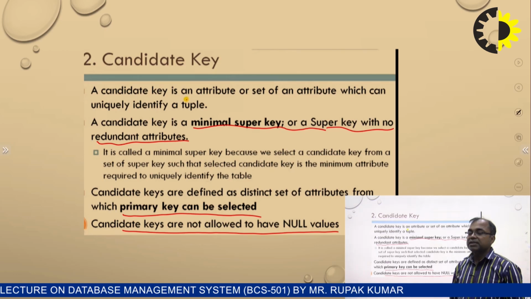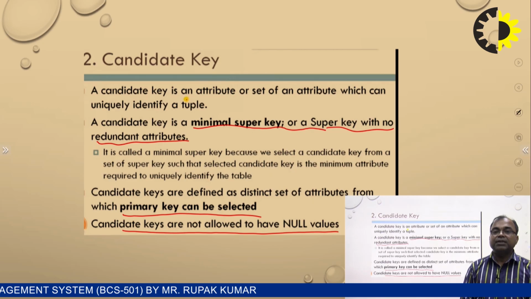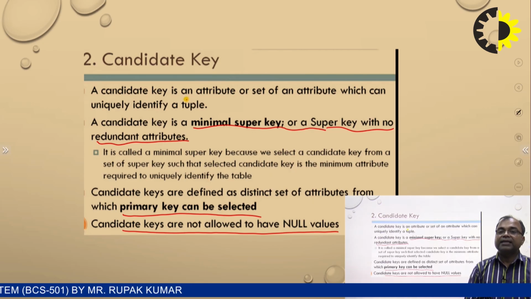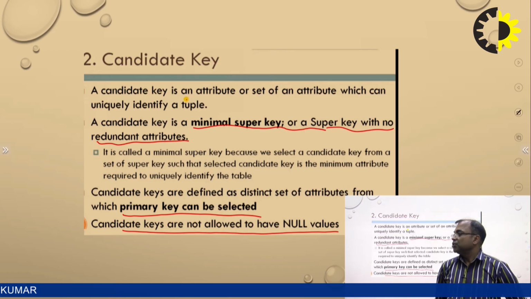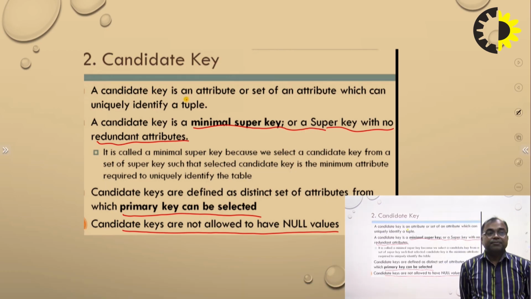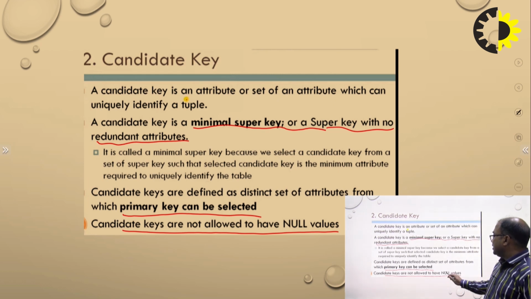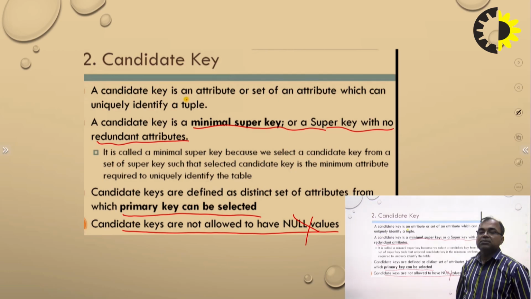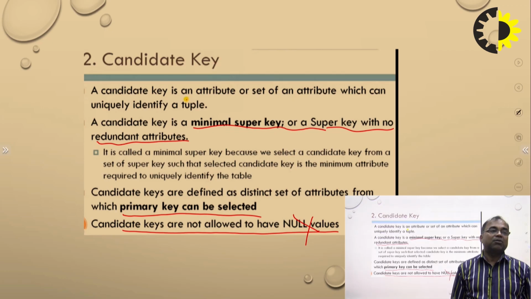We cannot say that in this table no candidate key is there. There must be a minimum of one candidate key in every table, and that is what uniquely identifies the things. So we can say the candidate key value can never be null. There must be at least one candidate key, and that candidate key is basically called the primary key.